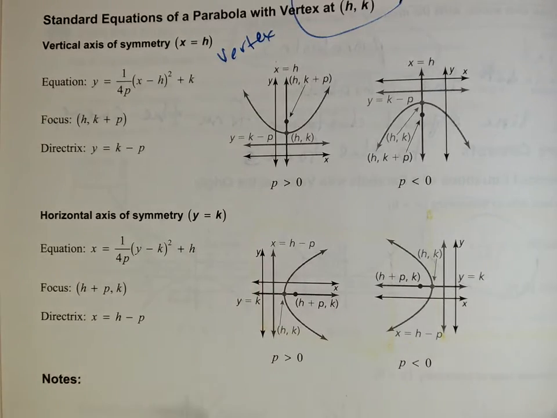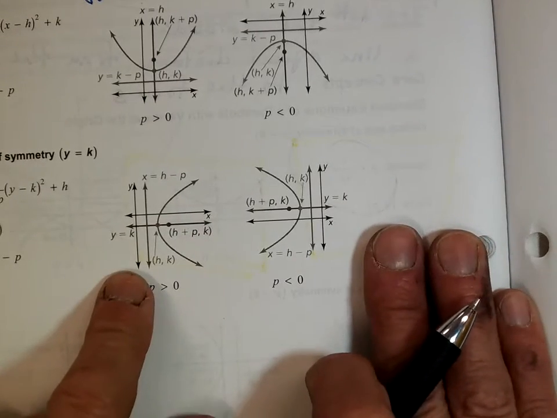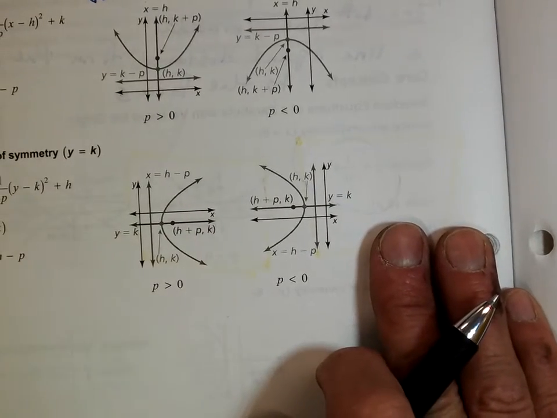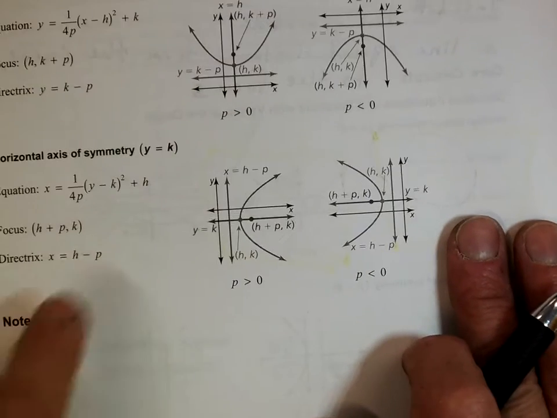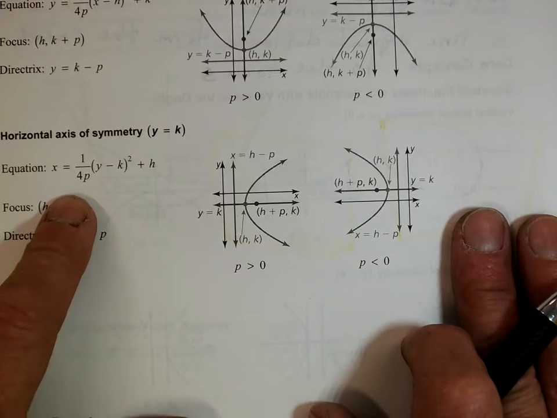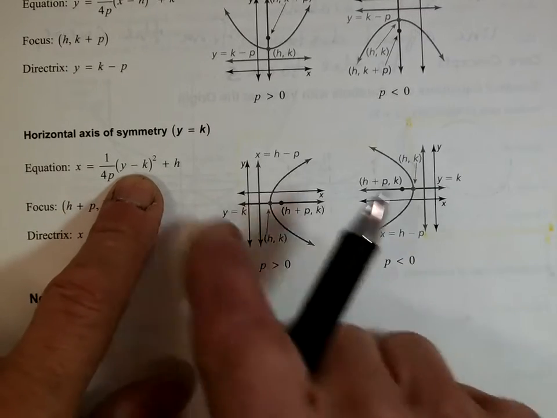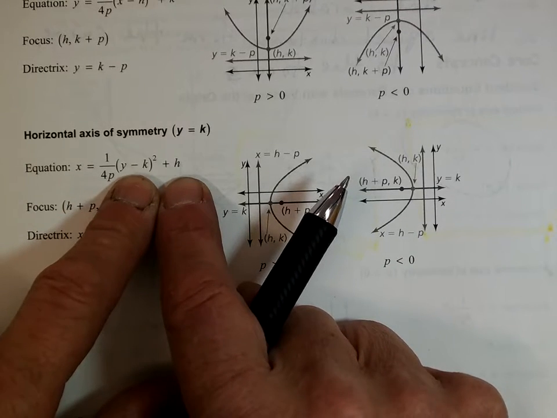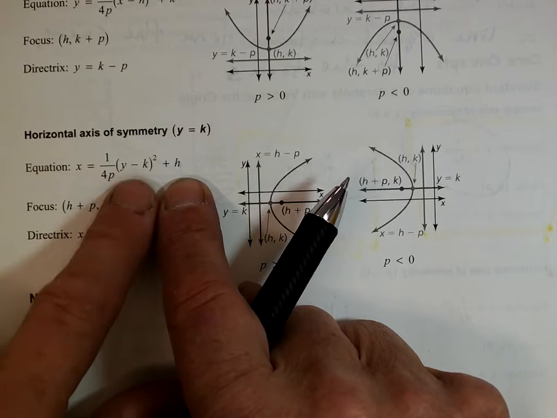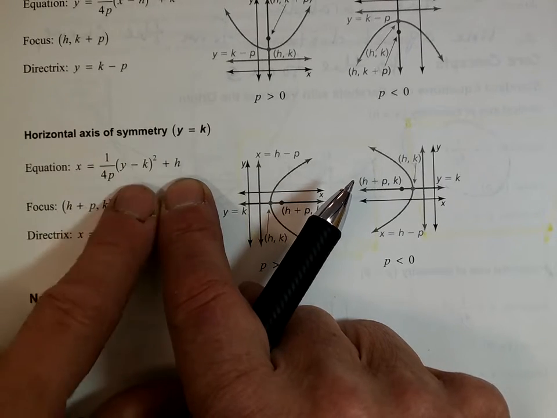If I take a look at these two, they're sideways parabolas, okay? They're not functions, so they aren't going to be y equals. They're going to be x equals. See the difference? They're x equals equations, not y equals equations. And the k is the y value of the vertex, so it goes with the y.